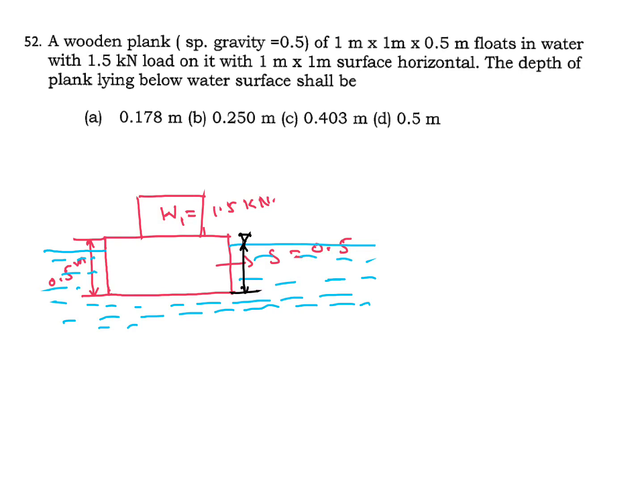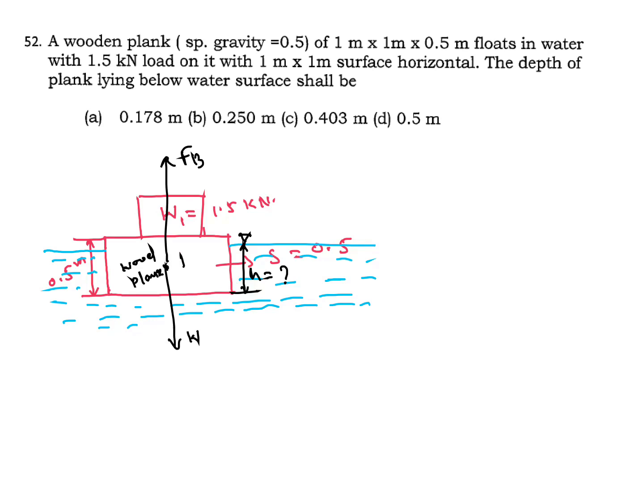So here weight is downward and force of buoyancy is upward. See, total weight of the wooden plank. This is the wooden plank. Weight of the wooden plank plus that load also given, W1 equal to 1.5 kilonewton. So first we have to calculate the weight of the wooden plank. Let it be W2. Then we will go for total weight.